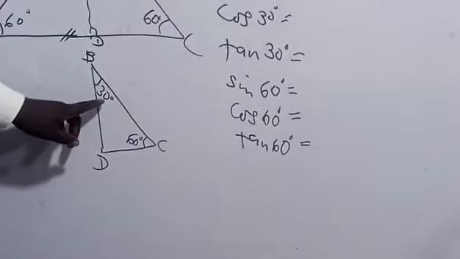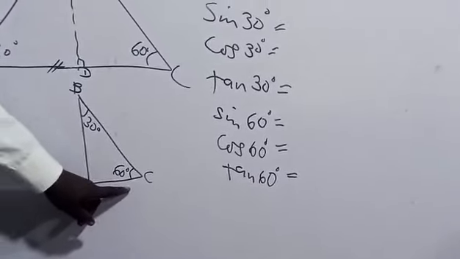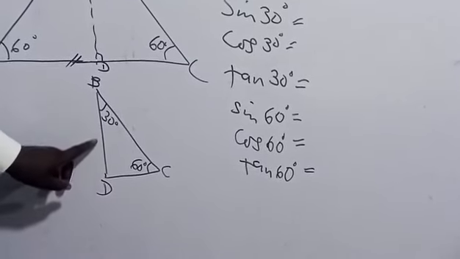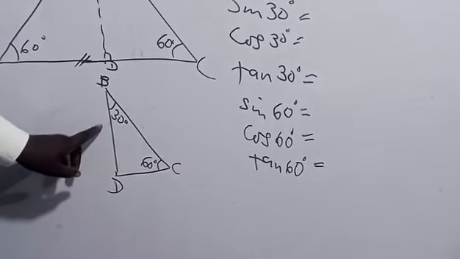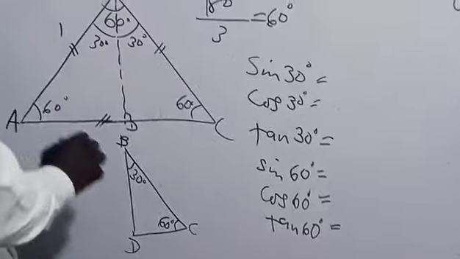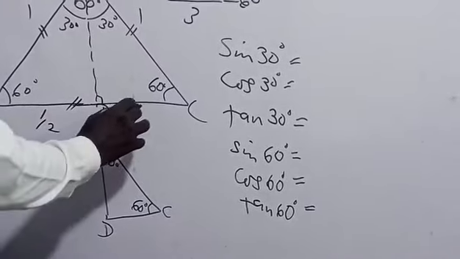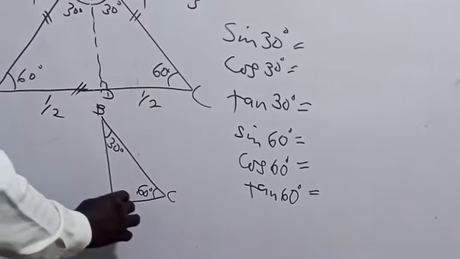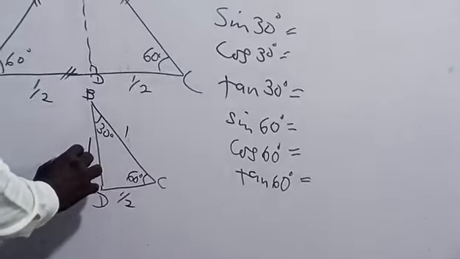Let's start with 30 degrees. Here is the opposite of angle 30 degrees, while this place is the adjacent. In order for us to determine all this, we must understand that if this whole side is 1, then this place will be half, and here will also be half. So this place is half, this place is 1, and we need to determine this place.